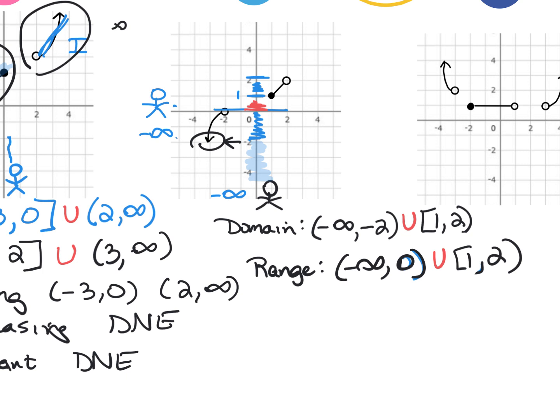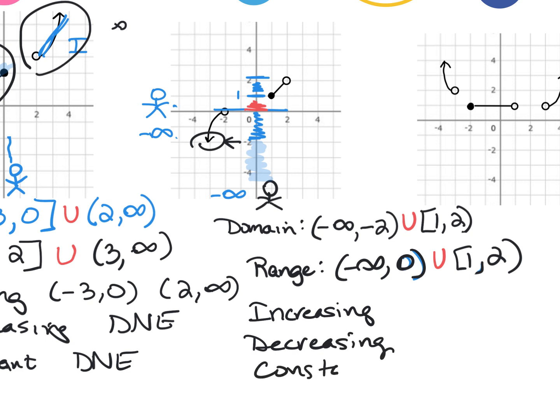Now we have to figure out where the graph is increasing, decreasing, constant. So let me write down these 3 words. Increasing, decreasing, and constant. So let me go ahead and erase so I can sort of see what I got here.